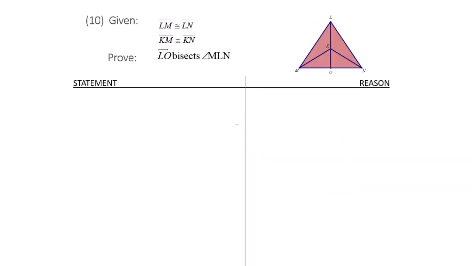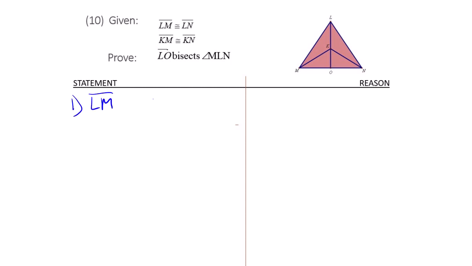All right, here's another proof. Given that two pairs of sides are congruent, we're trying to show that a segment bisects an angle, right? If we can find that the two angles are congruent, then we can know that LO is a bisector. So we probably want to find that the triangles are congruent, then we can use CPCTC to find the angles are congruent. Then we can go to bisector.